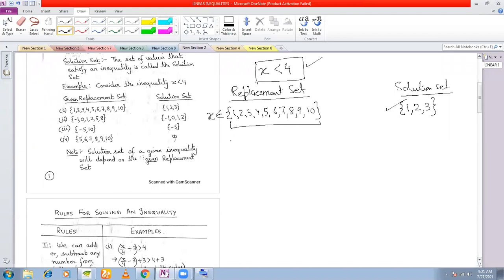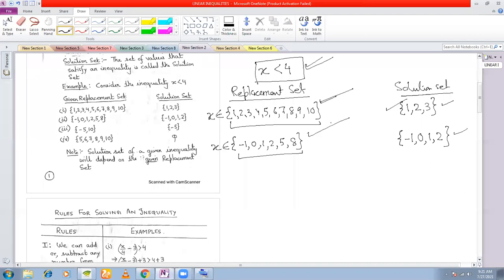Let us say the replacement set, if I define it as this, means x can take values only from this. So what are those numbers in this set that are less than 4? They are -1, 0, 1, and 2. Only these 4 numbers, so this forms the solution set. Same inequality, x less than 4, but different solution sets, because I've changed the replacement set. First the replacement set was this, and now it is this.